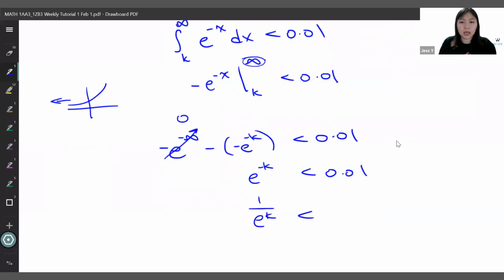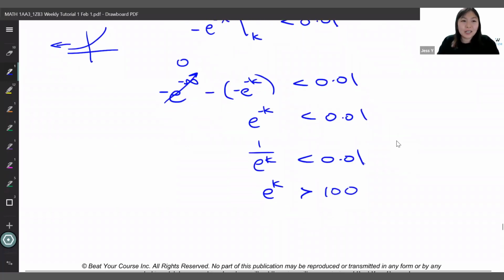So 1 over e to the k is less than 0.01. Again, you're solving an inequality. When you have a fraction, we flip the fraction and we switch the inequality sign. Whenever you flip the fraction, the inequality sign changes. And then flipping, 1 over 0.01 is 100.